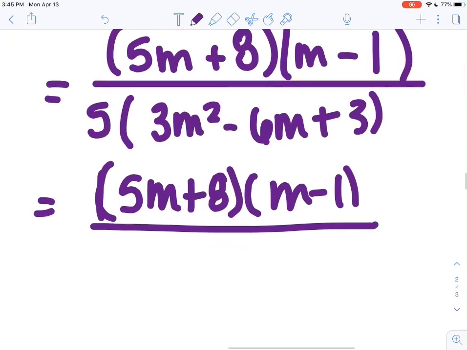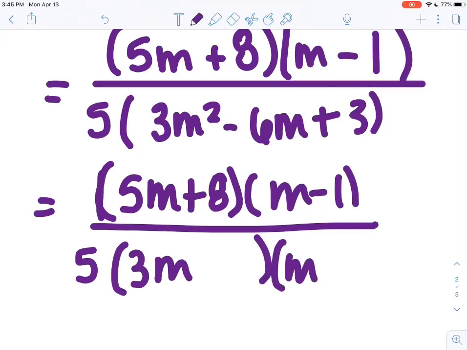Sorry, that looks like 15. Okay, and then I have the 5, and I'm just looking at what's inside the parentheses in the denominator. So I know it's got to be 3m and m, right? That's the only way you could break up 3. And it's multiplying to be a positive number and adding to be a negative, so I know it's got to be minus minus. Okay, and then I'm going to guess with factors of 3.